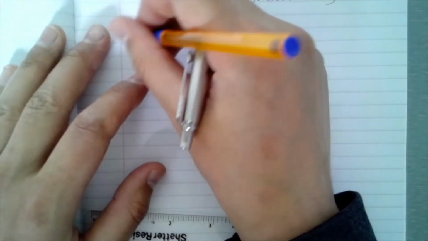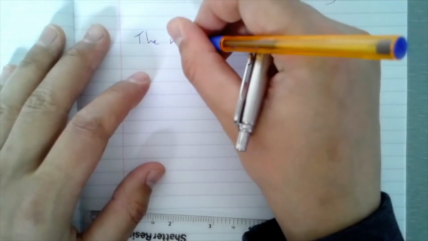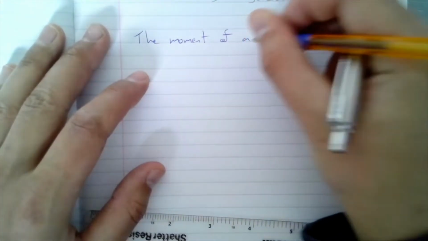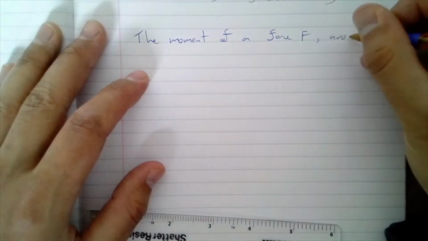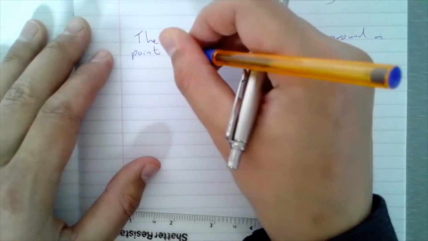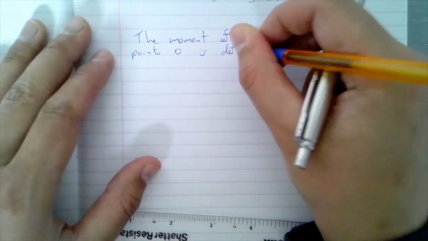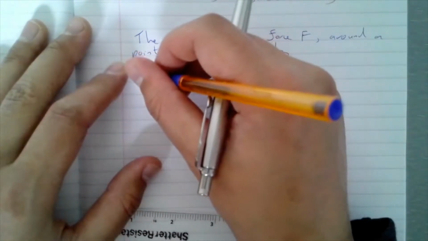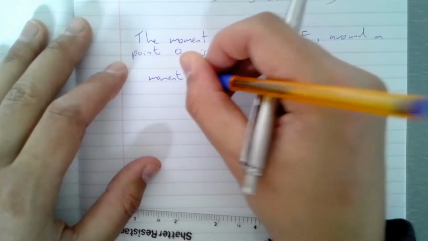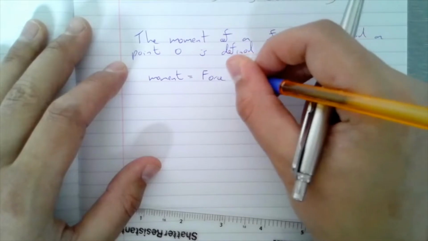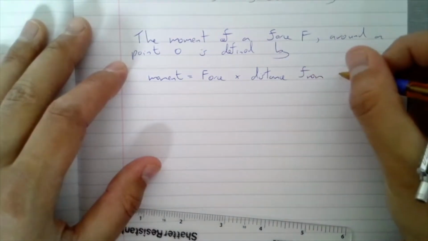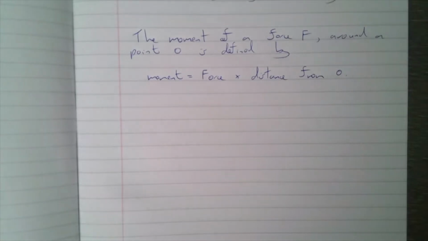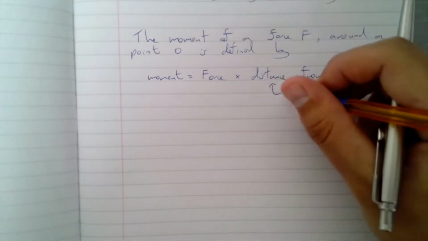To start with the definition, the moment of a force around a point O is defined by moment equals force times distance from O. And when I say the distance, I specifically mean the perpendicular distance.